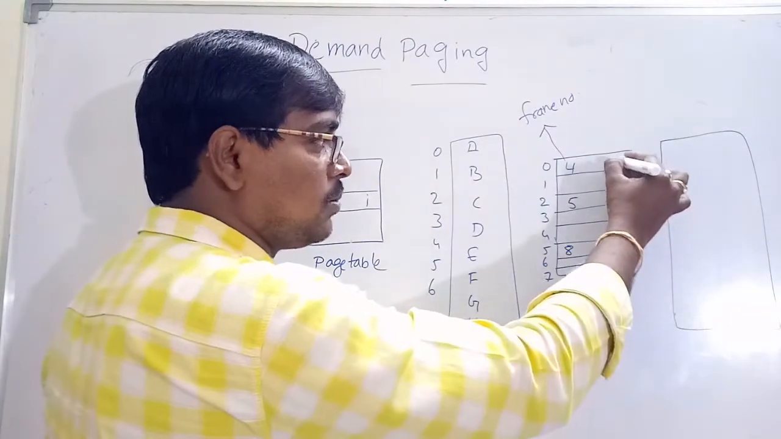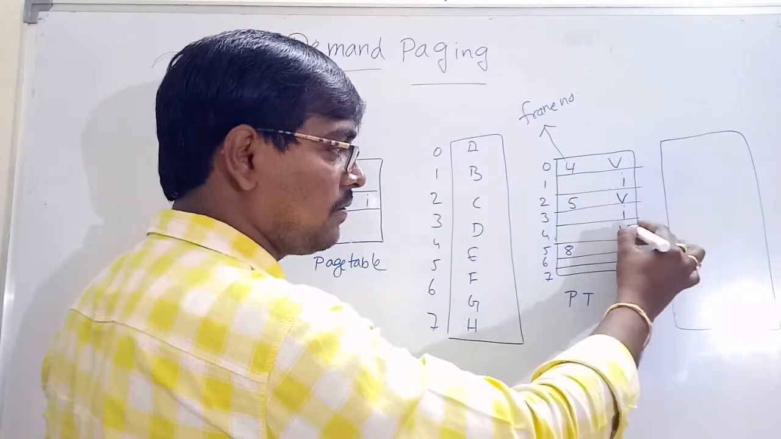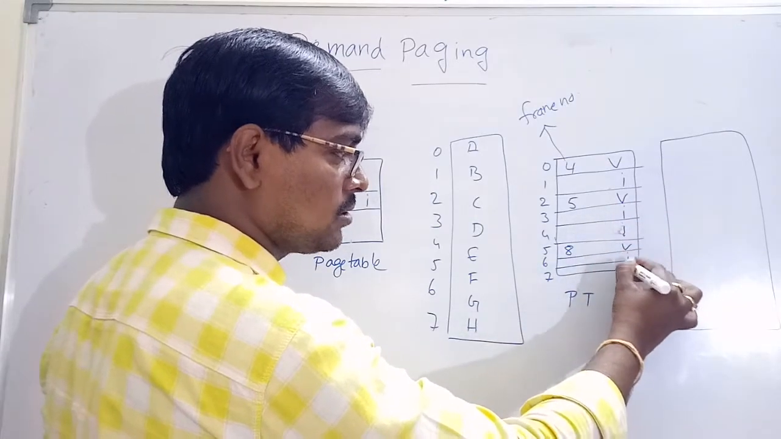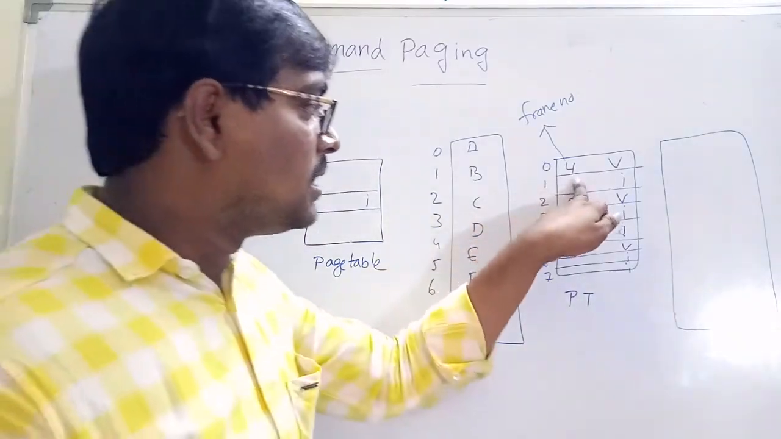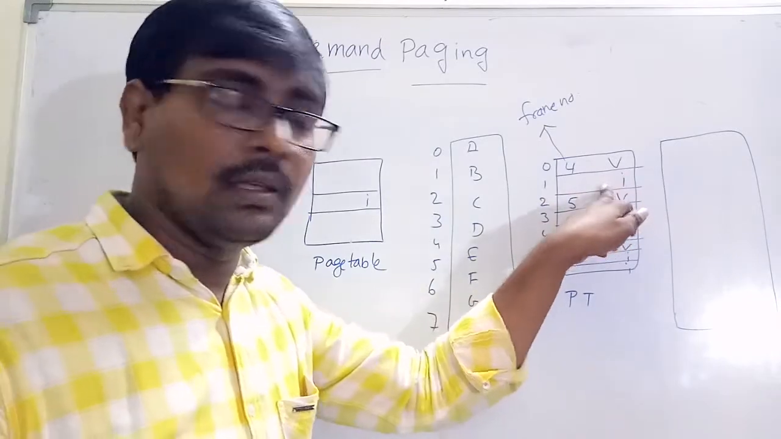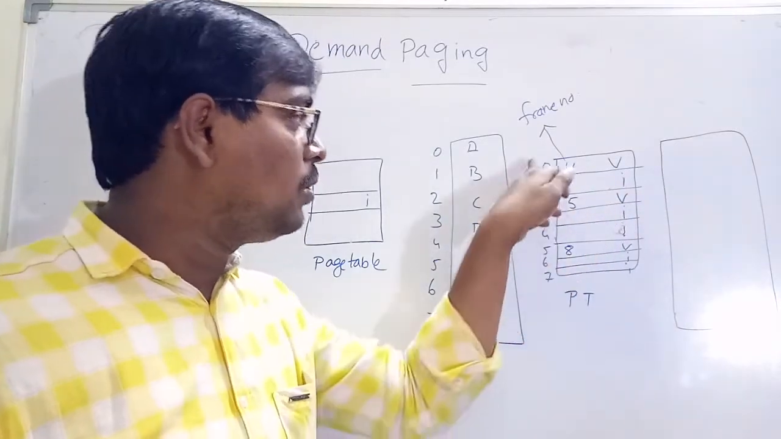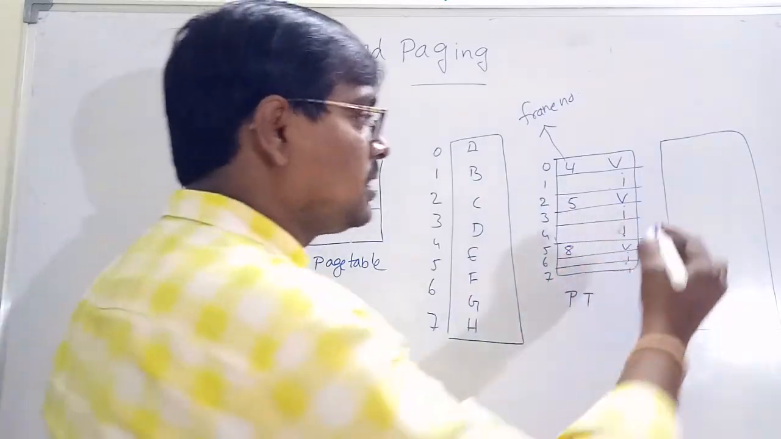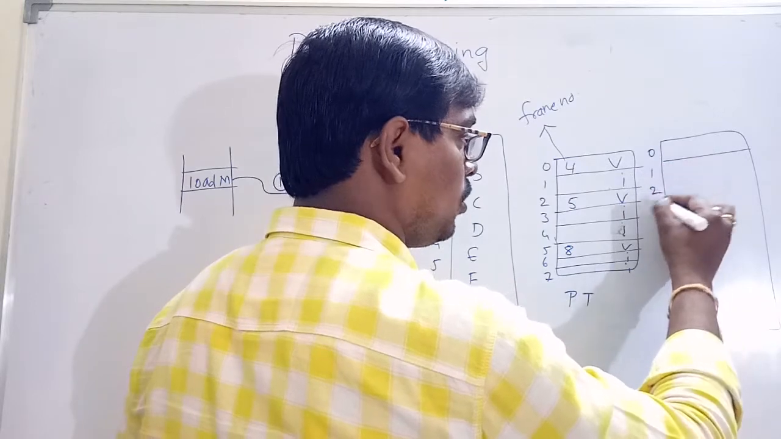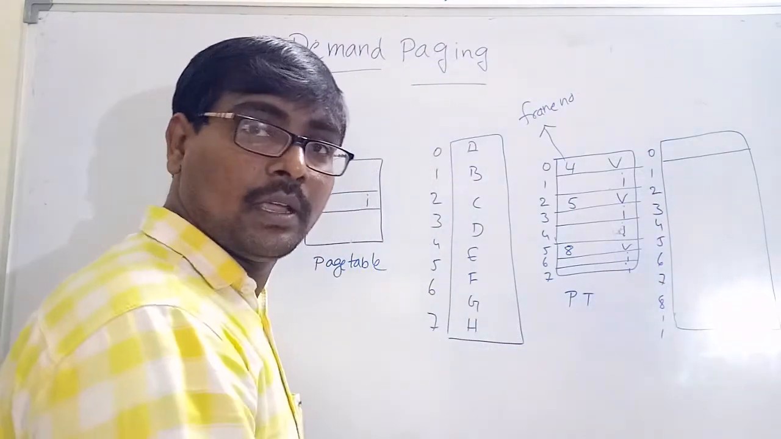In the page table, this is valid, invalid, valid, invalid, valid. So in this way, that means this page is not in the memory. So only page 0, page 2 and page 5 are available. See this one: 0, 1, 2, 3, 4, 5, 6, 7, 8 and so on.